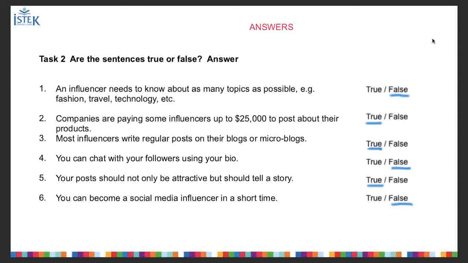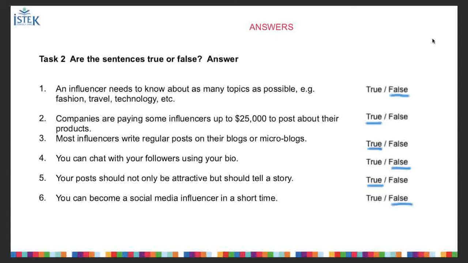Number 4, you can chat with your followers using your bio. That's obviously not the purpose of a bio, so that's false. Number 5, your posts should not only be attractive, but should tell a story. And of course, that was the recommendation in the reading, so that's true. Number 6, you can become a social media influencer in a short time. Well, that's false, because at the end of the article, they preach patience and mention that you will gradually develop a following. So that's that.